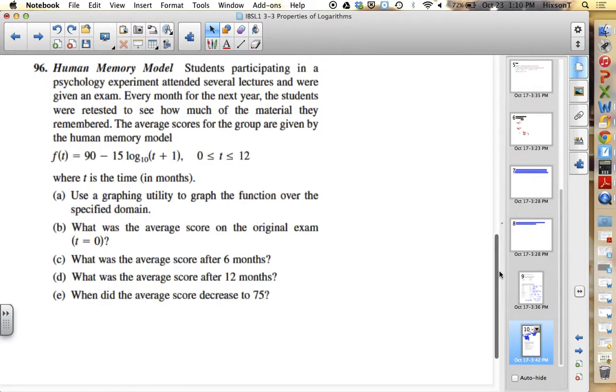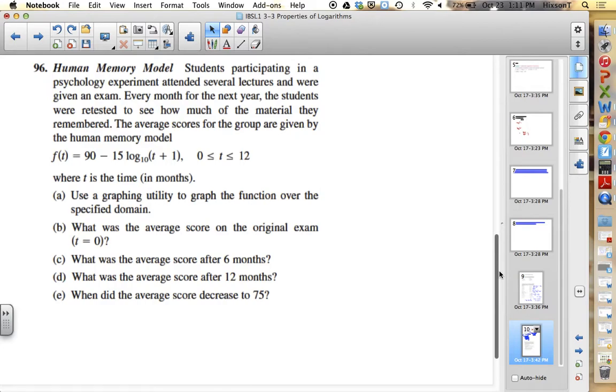Alright, t goes from 0 to 12 because 12 months. Okay? 0 would be testing them right after they started. Okay? And then they test them every month after that. So, I'll let you do A, plug it into your calculator. What was the average score on the original exam? T equals 0.